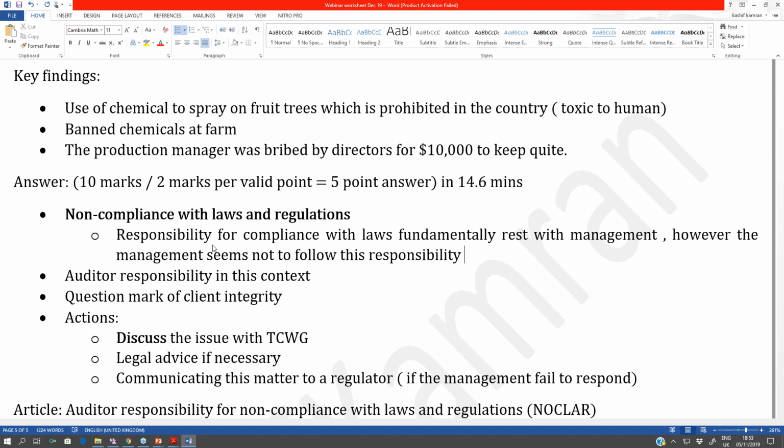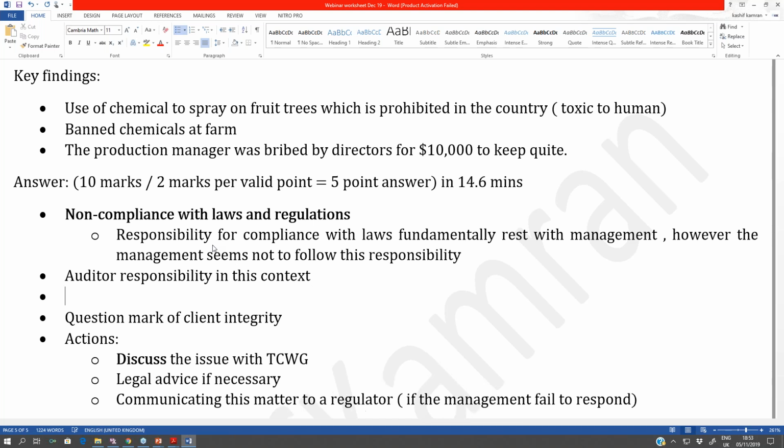There is an ISA 250, right? And ISA 250 is about the auditor's responsibility regarding laws and regulations, and the examiner has covered that in the article. So firstly, you will tell the examiner that the responsibility for laws rests with management, but the management seems not to follow this responsibility. So I, being an auditor, need to do something. So what is the auditor's responsibility in this context?